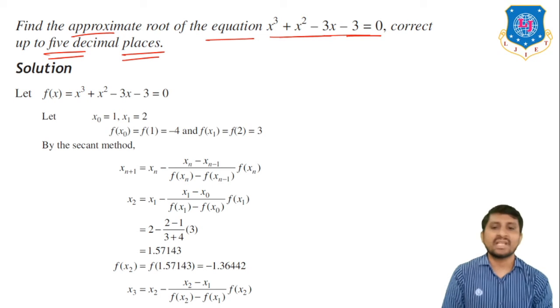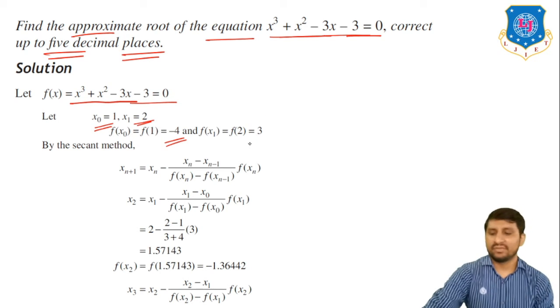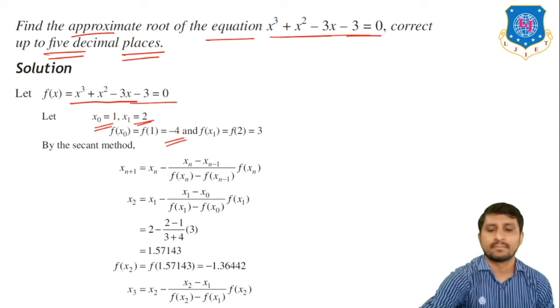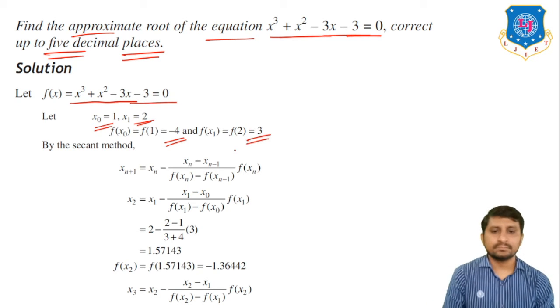So what is your f of x? f of x is x cube plus x square minus 3x minus 3. Let's start with x0 equal to 1 and x1 equal to 2. So f of 1 is minus 4 and f of 2 is 3. And x(n+1) is xn minus (xn minus xn-1) upon (f of xn minus f of xn-1), into f of xn.